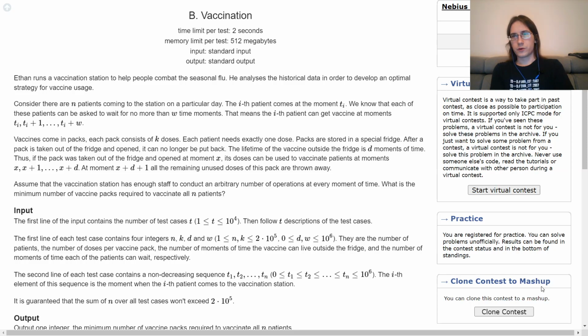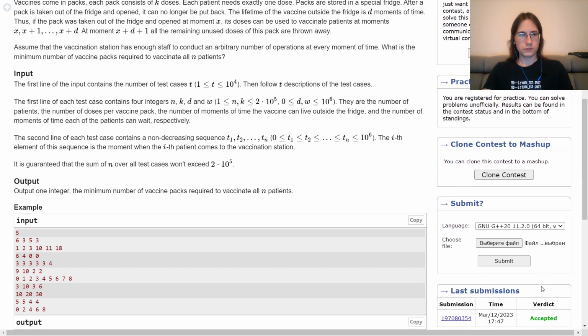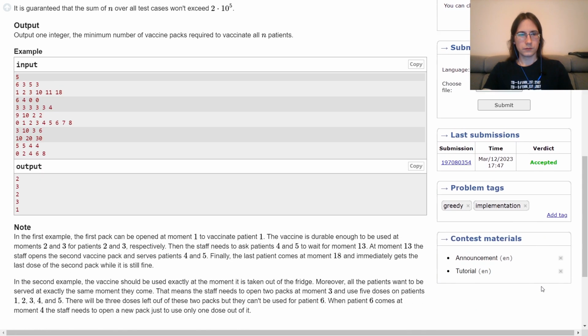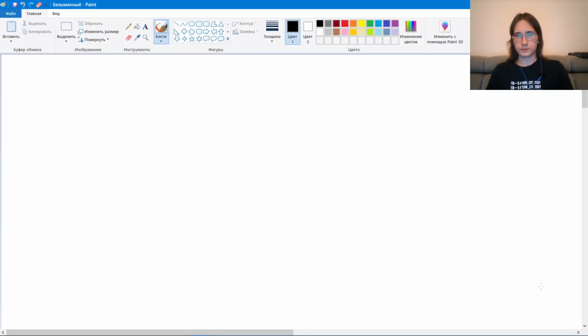Let's discuss the 4 problems from today's Division 2 plus Division 1 round by Nebius, starting with B. I will not retell the statement, I think it's pretty clear. You can read it yourself. Okay, let's solve this problem.